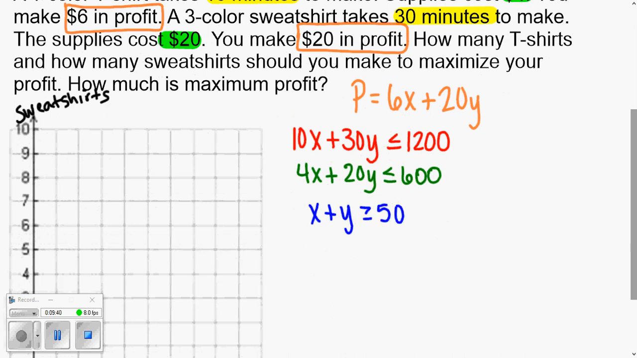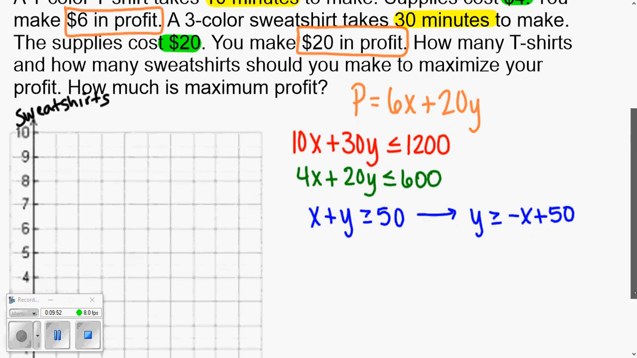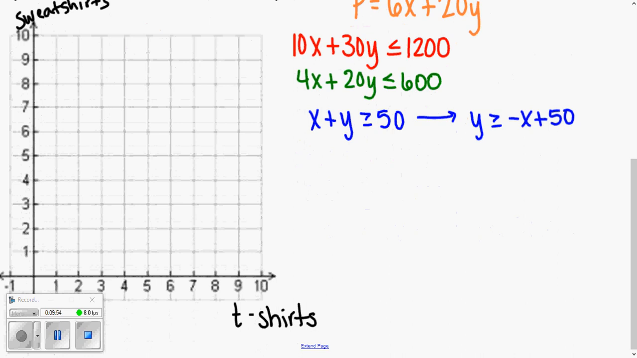So again, I'm going to start with the blue one because my marker is blue already. If you solve that for y, you get y is greater than or equal to negative x plus 50. It looks like this one's going to be best to be taken by tens as well again. So I'm just going to make a note of that at the bottom. All scales by 10.